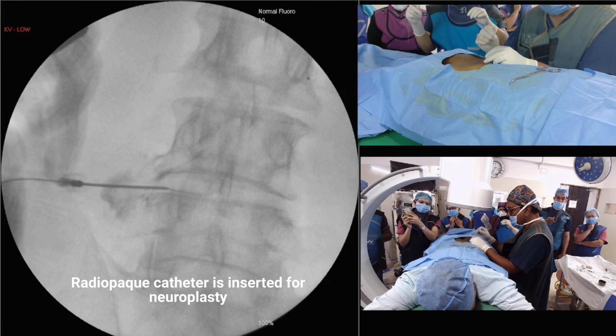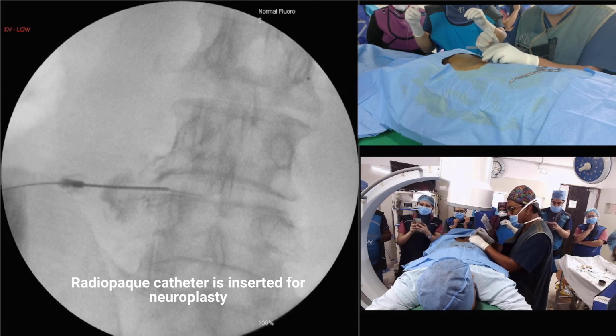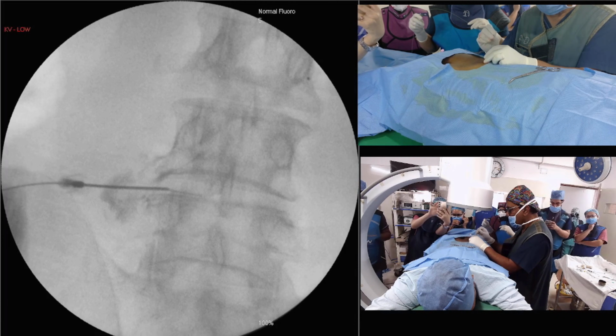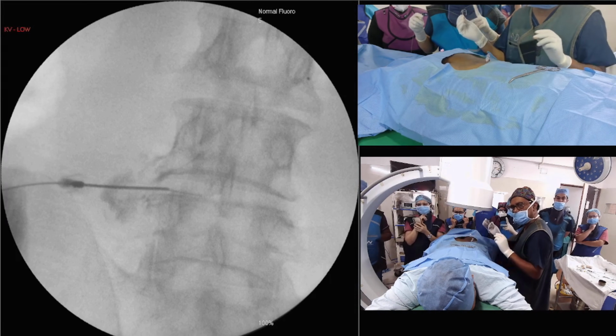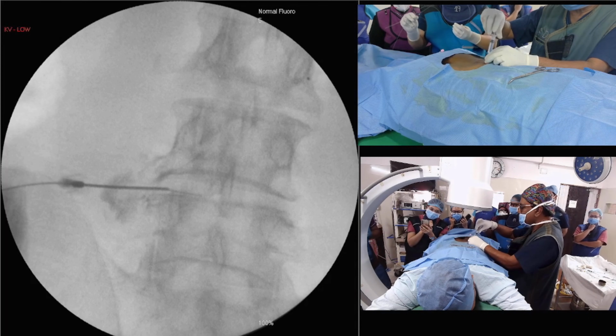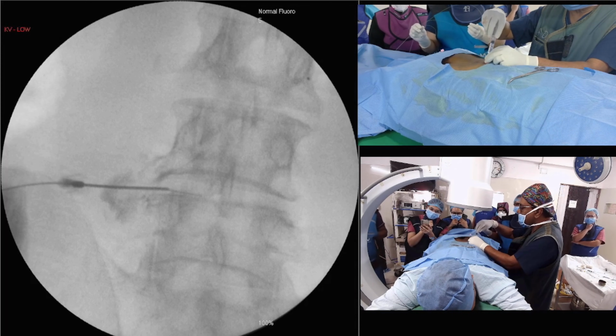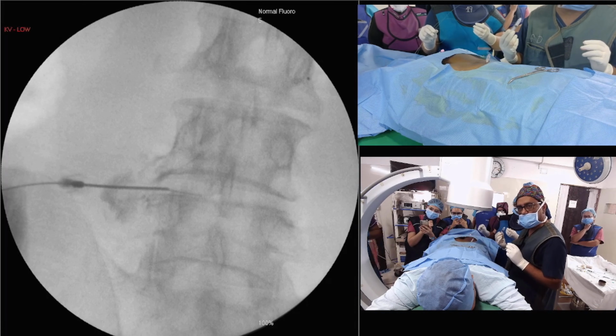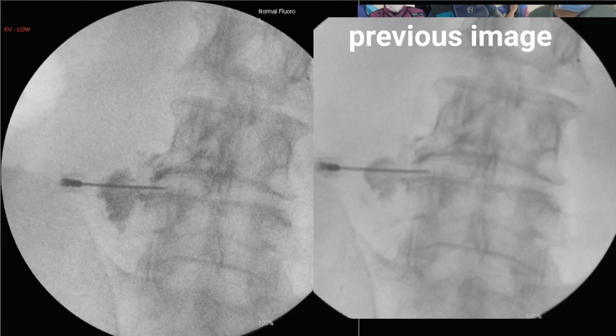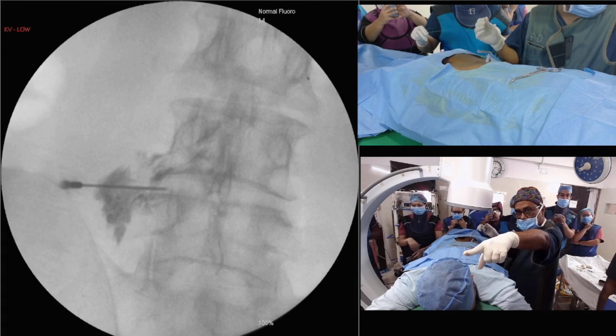With catheter, to and fro movement is done to make nerve root free from impingement. Traversing nerve is seen better now compared with previous image. Can see it, that's that part.